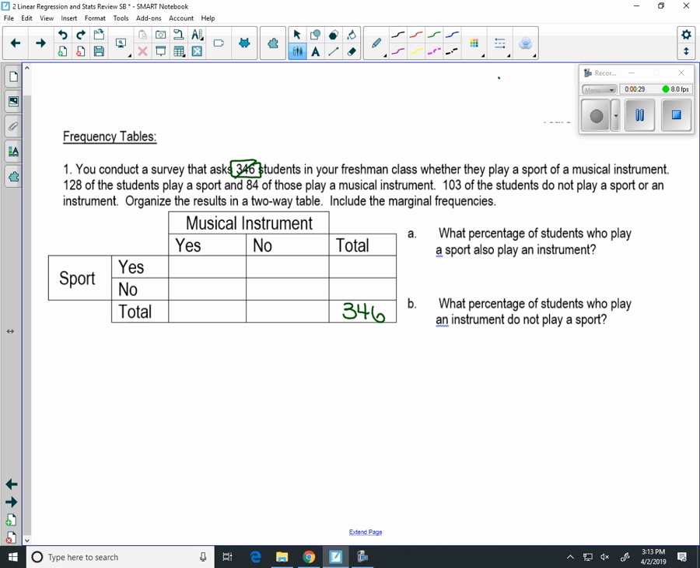128 play a sport. So that's a total yes to sport. So I'm going to go across here. 128. Sorry, I think I said 126. 128. And of those, 84 play an instrument. So my 84 is going to go there. They're my yeses. It says 103 don't play a sport or an instrument, so they go in the no cell.